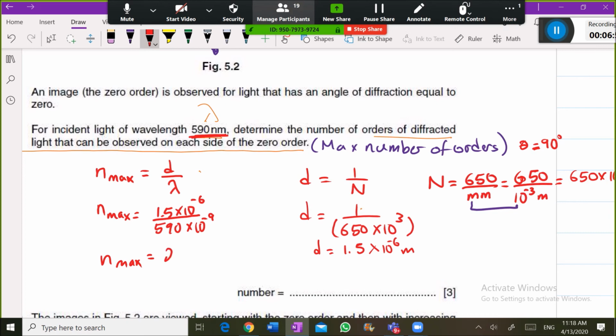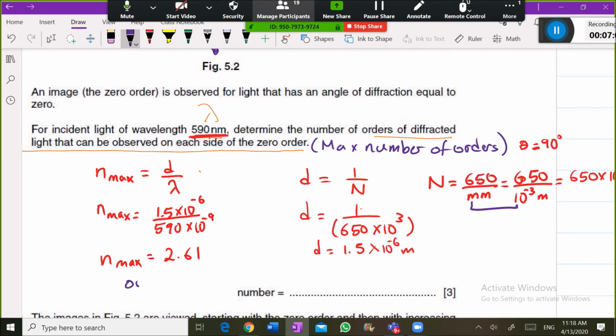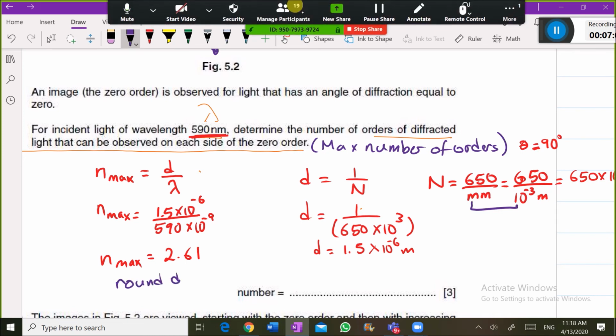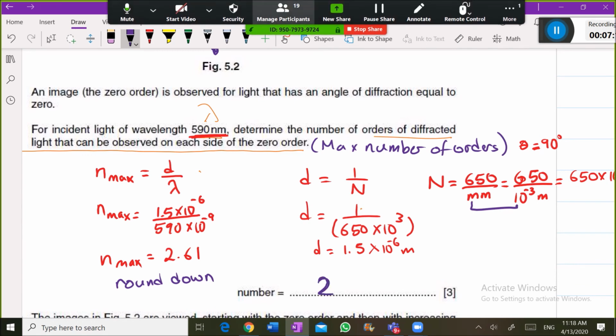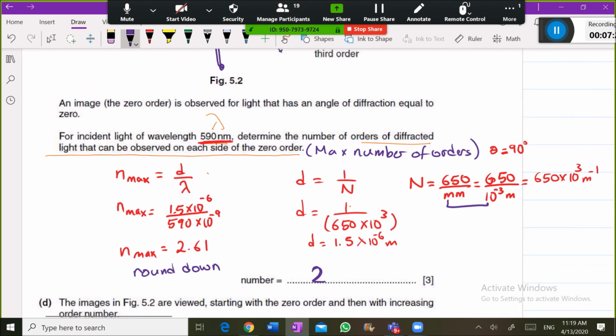2.61. Guys, pay attention now, please. Here, I should not round it up. I should round it down, always. So basically here, the maximum number of orders is 2. Always, guys, the answer of N max should be rounded down. Any question about that?